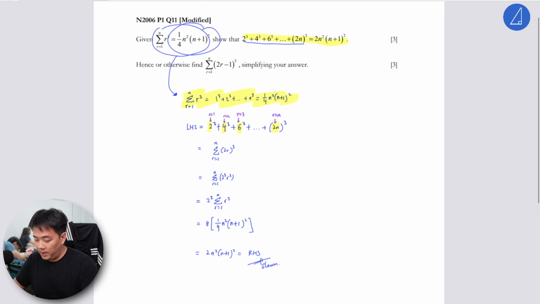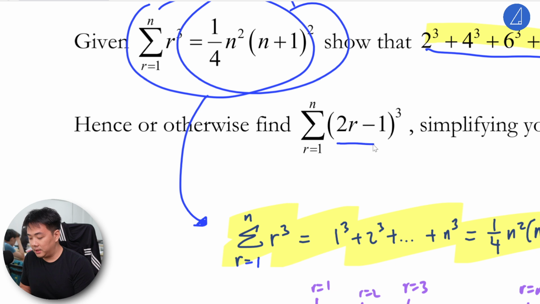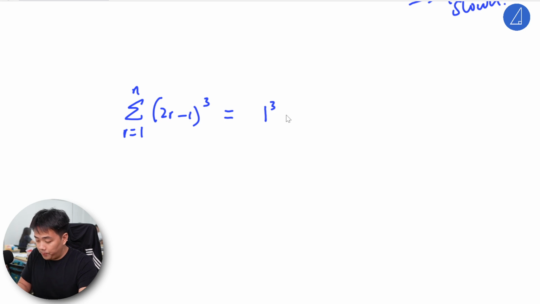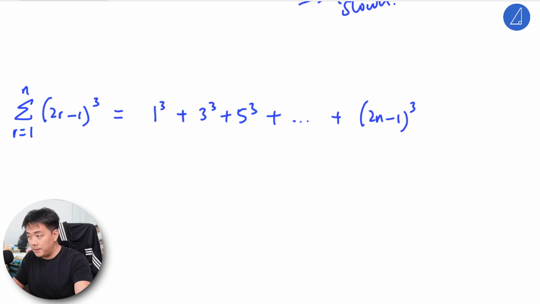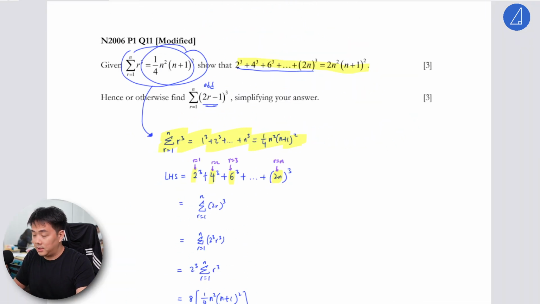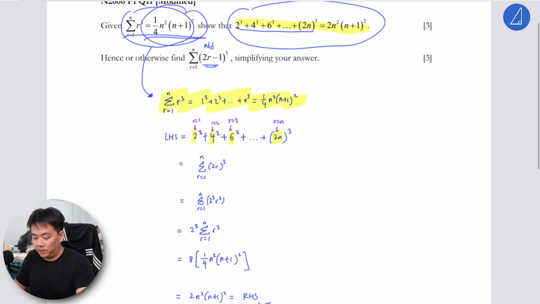Great. Then let's look at the hence part, hence or otherwise. Like I said, if you're not sure, just expand this. This is actually running odd numbers. I'm going to write it down first and see what this entails. When r is 1, it is 1 cubed. If r is 2, this will be 3 cubed. This is running odd numbers, and the last term will be (2n minus 1) cubed. Previously we already have this guy here, so I'm going to write it down, and I also have this guy here, so let's write that down as well.